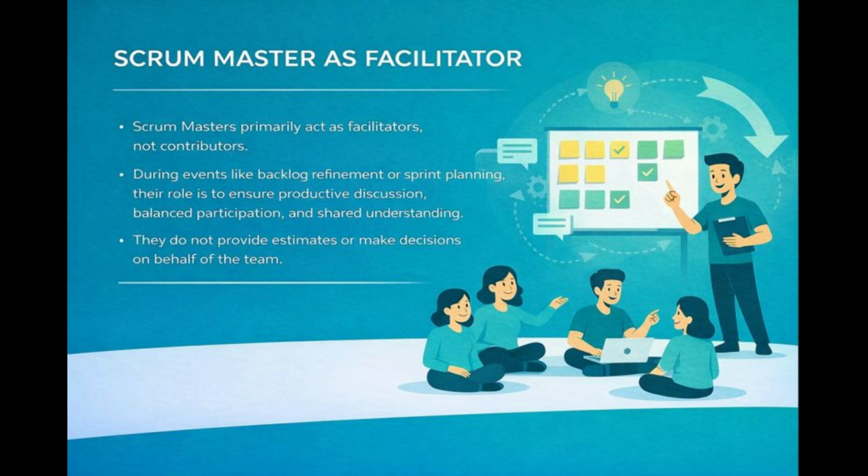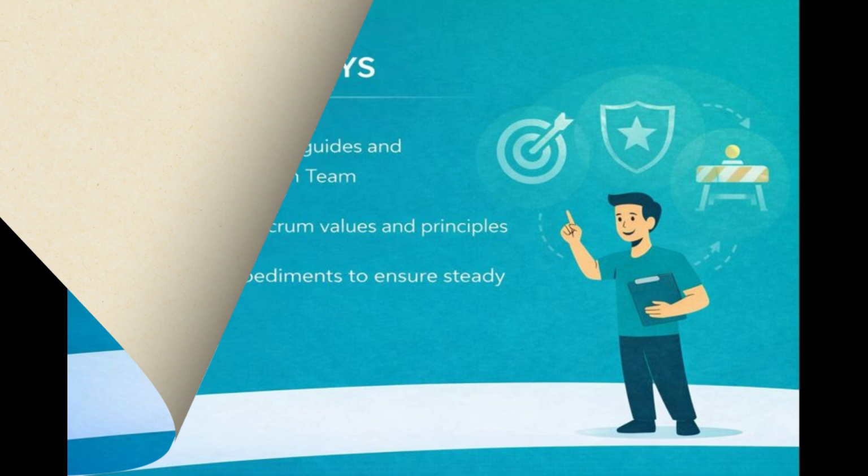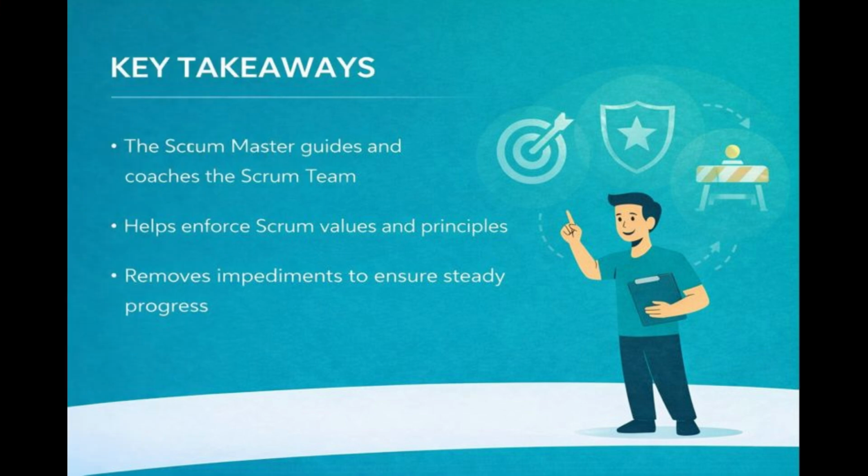Scrum Master as facilitator. Scrum Masters primarily act as facilitators, not contributors. During events like backlog refinement or sprint planning, their role is to ensure productive discussion, balance participation, and shared understanding. They do not provide estimates or make decisions on behalf of the team.